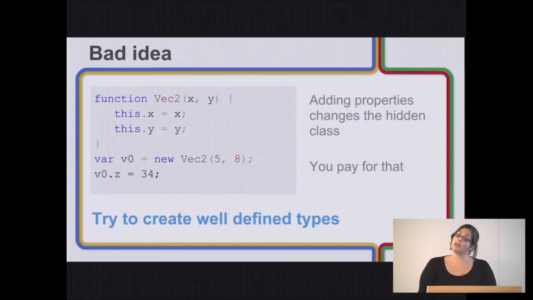So one of the best things you can do to make your code efficient is to create a few well-defined types. Don't do a lot of dynamic property adding and removing outside of constructors. Pretty much set things up once, have them look alike so that they can share the same hidden class, and don't mess with the properties they have.